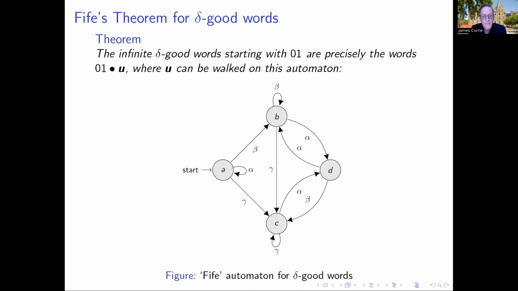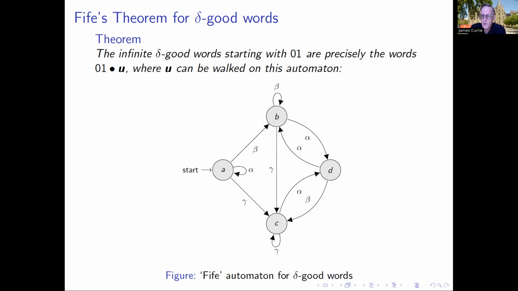So this is Fife's theorem for delta good words. The infinite delta good words, starting with 0, 1, are precisely the words 0, 1, bullet U, where U can be walked on this automaton. So if you've read Nerad's thesis, or Burstell's characterization of Fife's theorem, then this result will seem familiar.